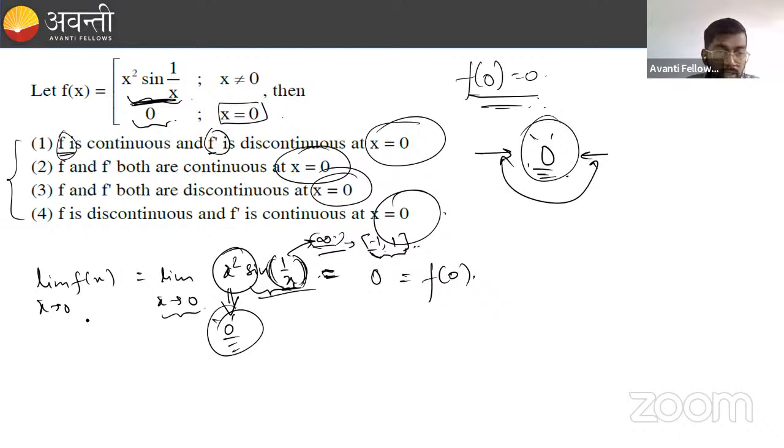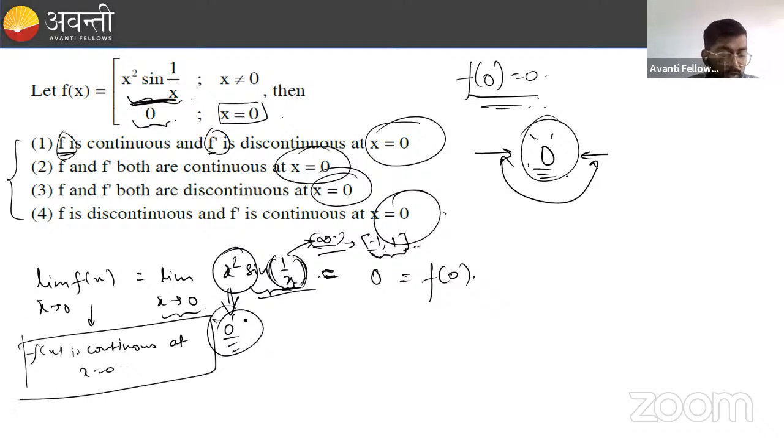So now with this information, we can say that f of x is continuous at x equals to 0, because the limit at x equals to 0 is equal to the functional value at 0. So therefore, we know that f of x is continuous. So from here, we can say that either option 1 or option 2 will be our answer. So to further get to know the exact answer, we need to check for f dash x as well.